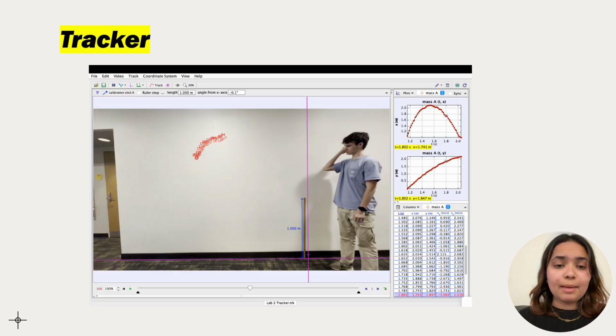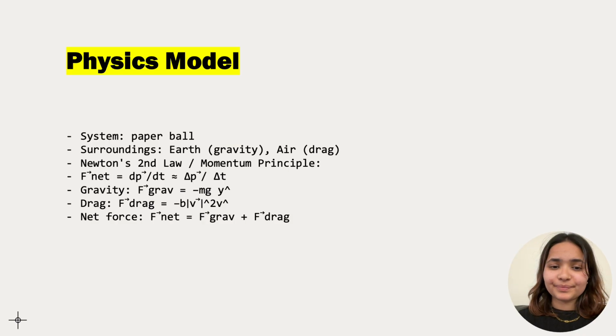Now, just like for lab 1, I uploaded the video on the Tracker. I set the points, and I had, I think, 55 data points for this one, and it created the data which I used for the modeling. In a physics model, we would say the system is our paper ball, and our surroundings would be the gravity, earth, and the air. We use these following formulas, and I implemented them in the following code.